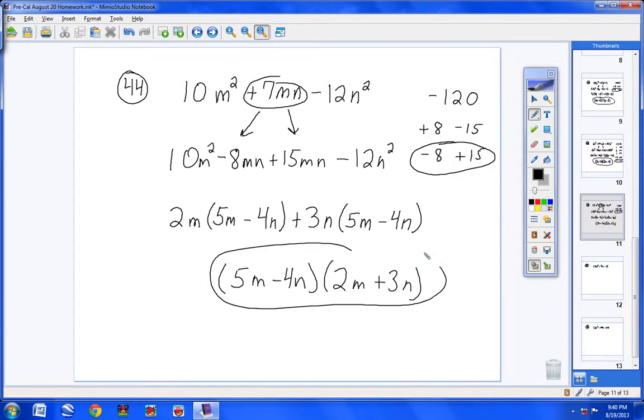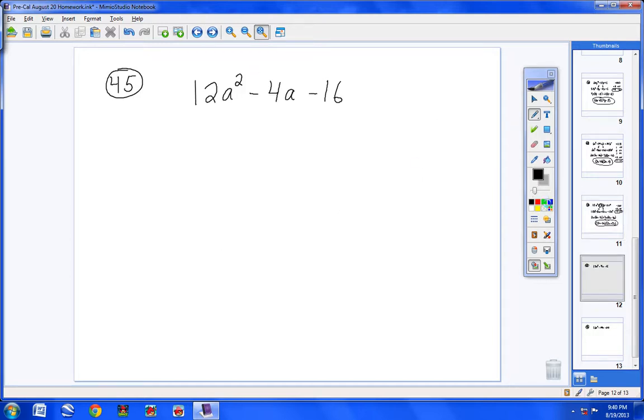So there we go. Only two problems left. Two more problems and we'll be doing well. So number 45 is next. All right, students, we look at number 45 here.